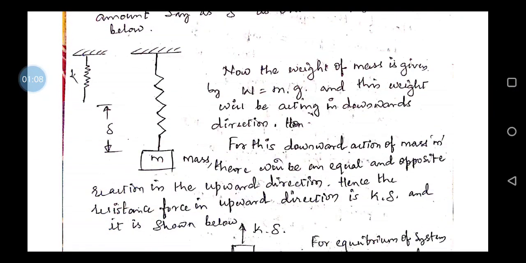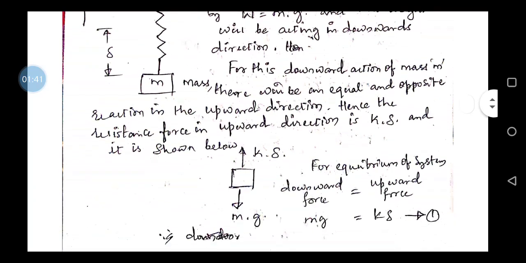So here we have two figures. One is the initial spring with a stiffness K, and beside the initial spring there is another, the same spring, to which I have attached the mass. When I have attached the mass at the free end, the spring is going to be stretched. Now the weight of the mass is given by W is equal to m into g, where m is the mass and g is the acceleration due to gravity, and this weight will be acting in the downward direction.